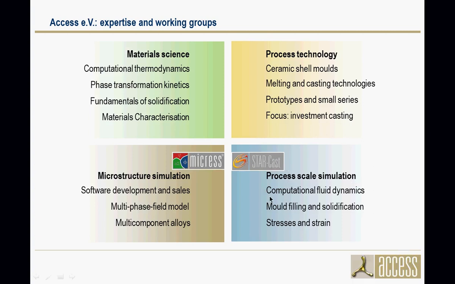So using that code, we do process scale simulation like computational fluid dynamics. So this code is especially useful for multi-phase flow, so including, for example, also gas bubbles and so on. And we generate mold filling and solidification, and in a special sub-branch there's also the way to handle stresses and strains during solidification and so on. The code I'm going to talk a little bit more about now in this session is called MICRESS. That's the microstructure evolution simulation software. It's based on the multiphase-field model, and it handles multi-component alloys during solidification, heat treatment, welding, and so on. And our business area here is both software development and also sales, and also consultancy in this area.